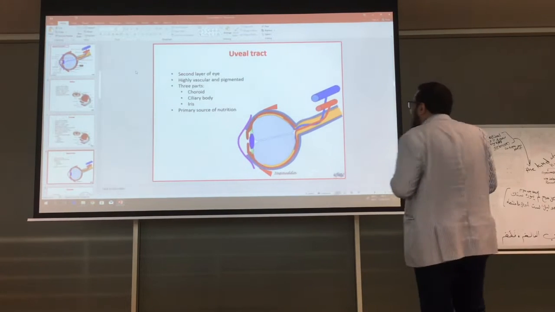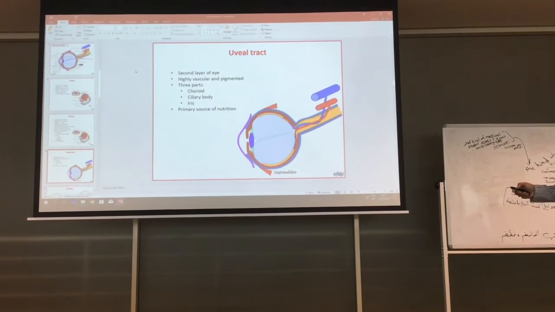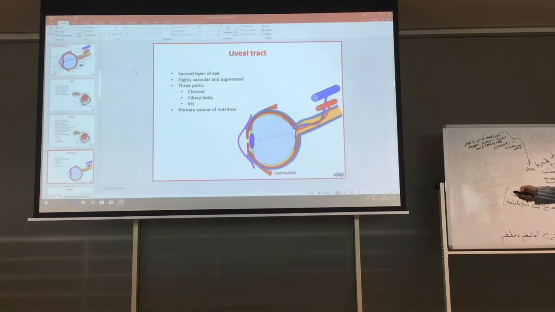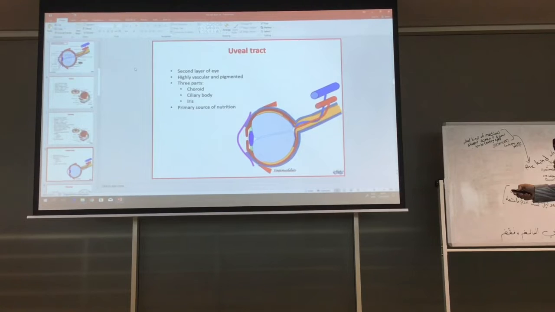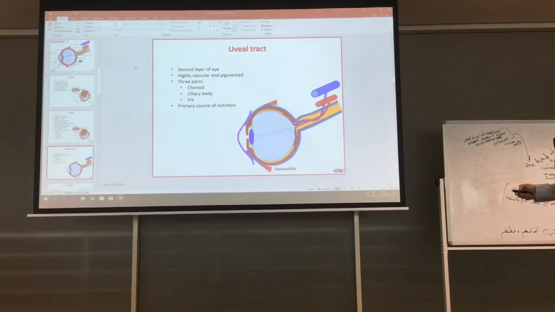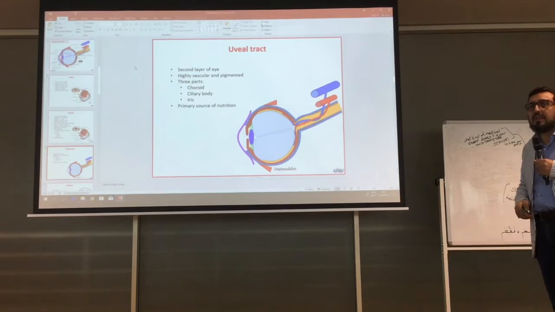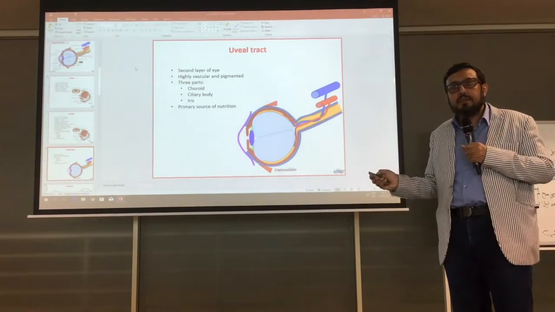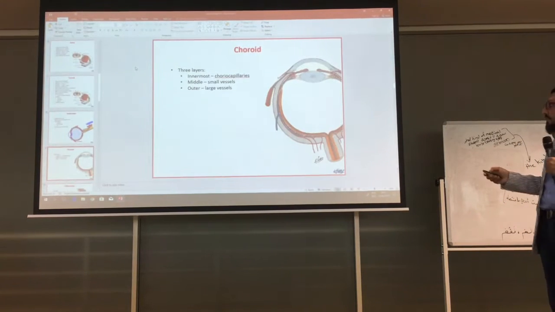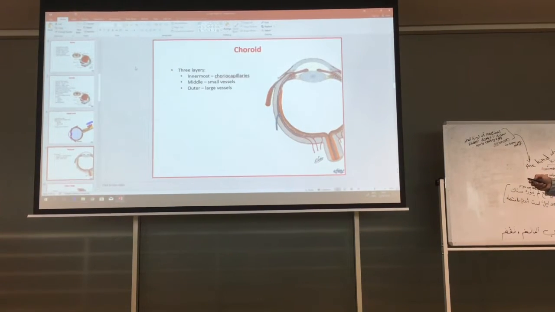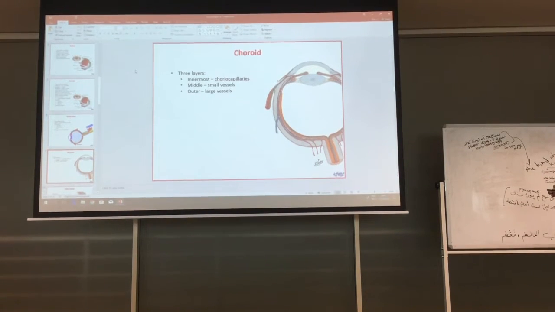Okay, let's go ahead. Then we talk about the layer which is just lying beneath the sclera, the choroid. Anteriorly, the choroid is continuous with a dilated structure called the ciliary body, and then there is the iris. All three structures together are called the uveal tract. Their primary function is to supply nutrition to the entire structure. The choroid is basically the vascular layer, which is sandwiched between the sclera and the retina.